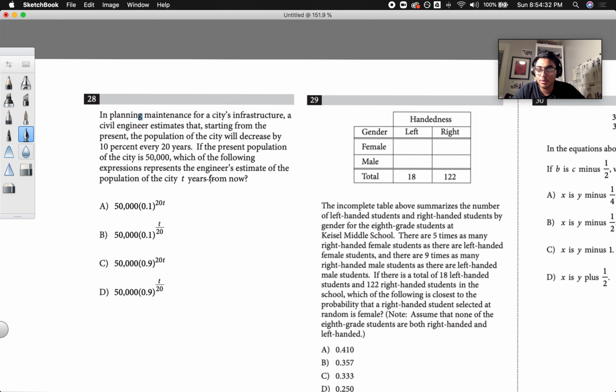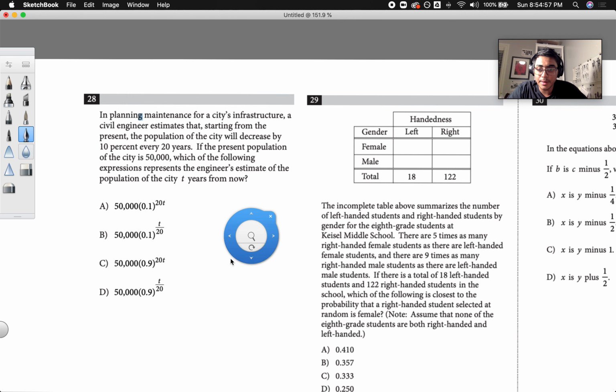Alright, question number 1. In planning maintenance for a city's infrastructure, a civil engineer estimates that, starting from the present, the population of the city will decrease by 10% every 20 years. If the present population of the city is 50,000, which of the following expressions represents the engineer's estimate of the population of the city T years from now?